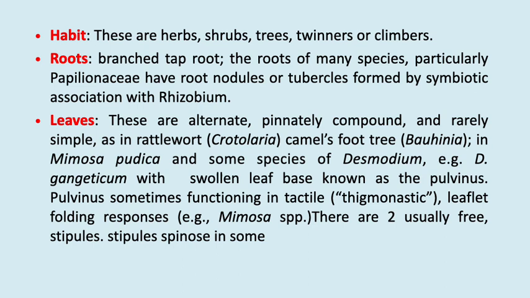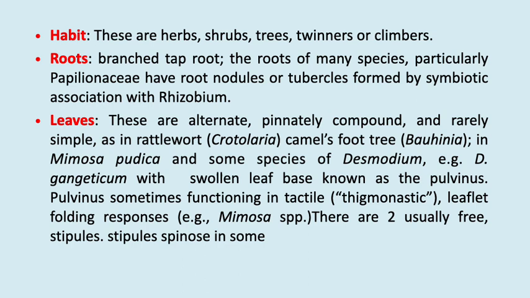Leaves are alternate, pinnately compound, and rarely simple, as in rattlewort Crotalaria, camel's foot tree Bauhinia, in Mimosa pudica and some species of Desmodium, for example Desmodium gangeticum, with swollen leaf base known as pulvinus. Pulvinus sometimes functions in tactile thigmonastic leaflet folding responses, for example, as seen in Mimosa species.